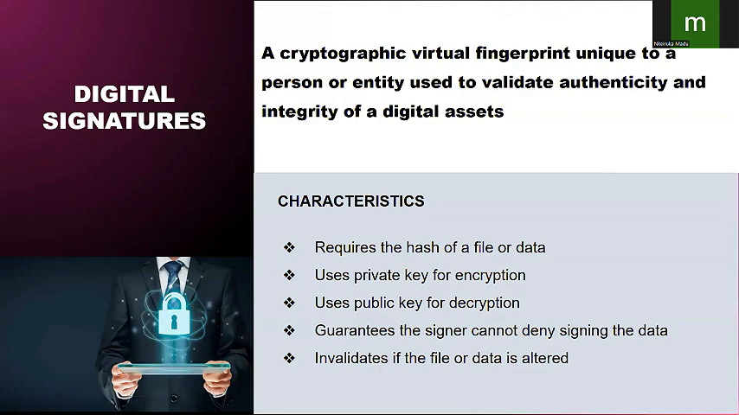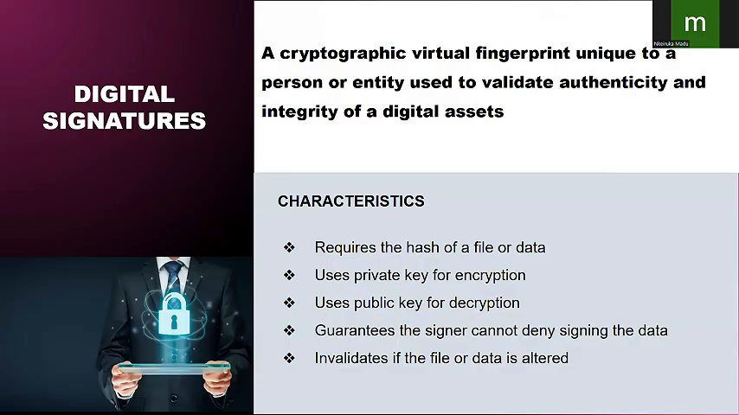So what are the characteristics of a digital signature? One, it requires the hash of a file or data. Before you can even sign it, you need to generate the hash of the file or the data that you're trying to sign. Because the hash is what we encrypt with your private key, and then someone can decrypt it with a public key. So it uses your private key for the encryption and your public key for the decryption, and this guarantees the signer cannot deny signing the data.